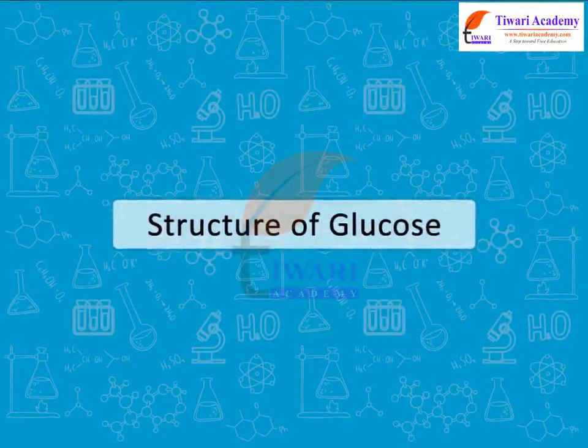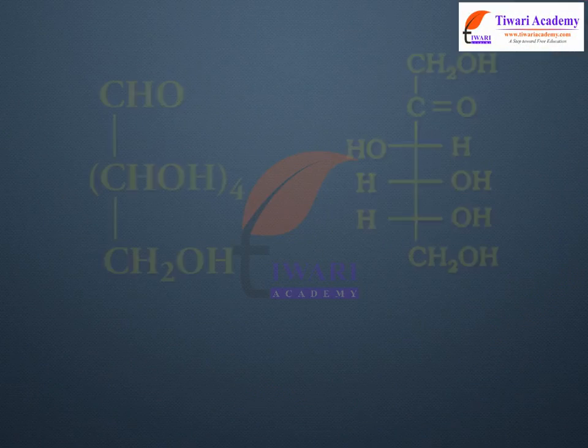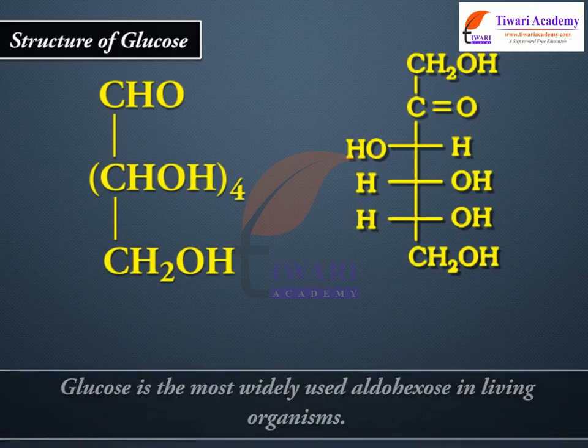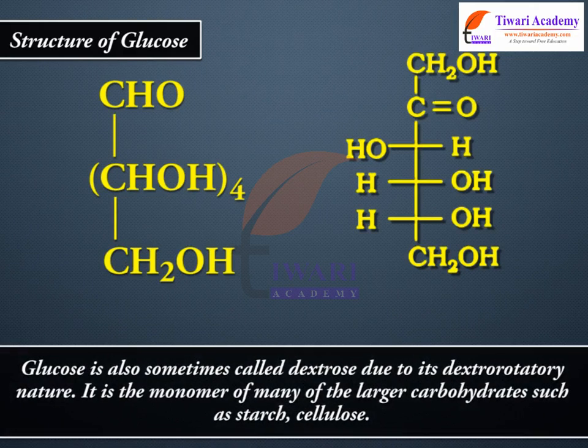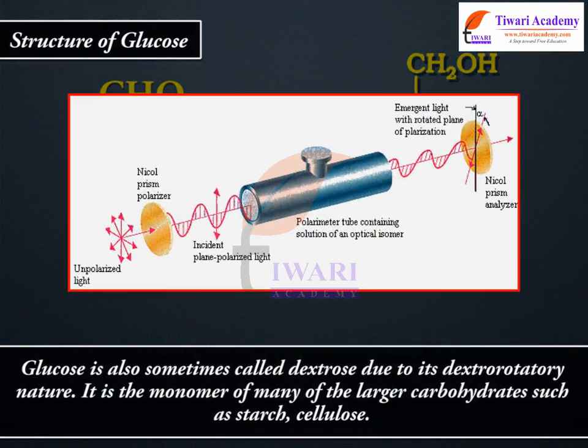Structure of glucose. Glucose is the most widely used aldohexose in living organisms. Glucose is also sometimes called dextrose due to its dextrorotatory nature.